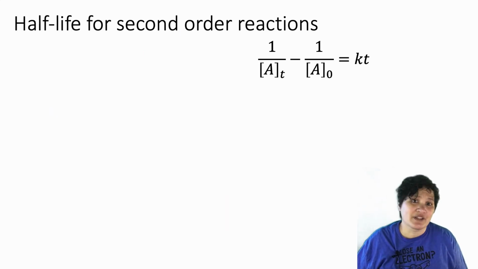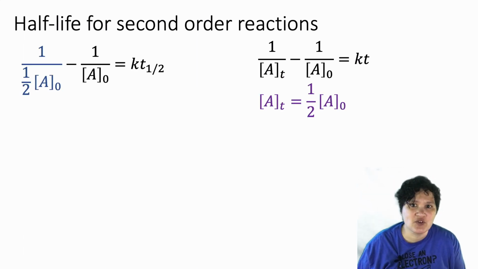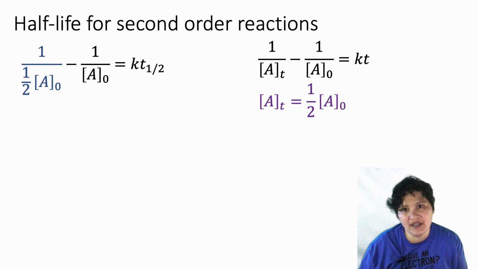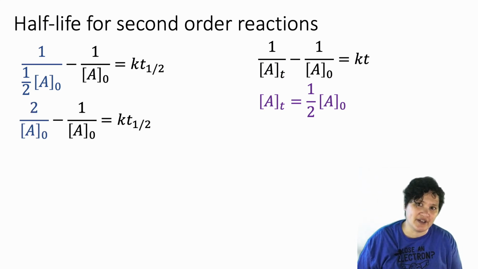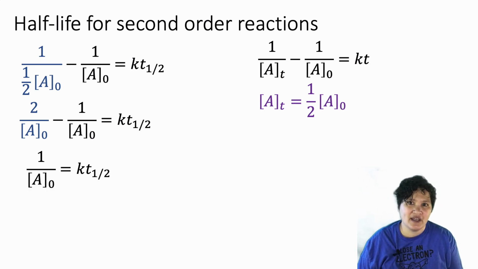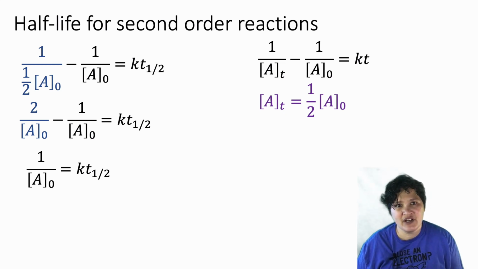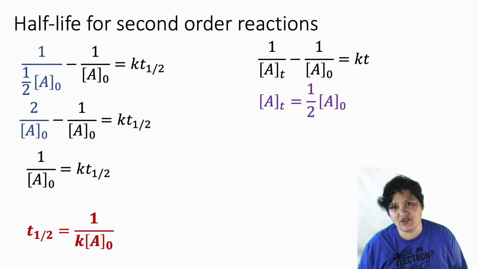So what does half-life look like for second-order reactions? Once again, we're going to start with A_t being 1/2 of our A0 and plug that into our second-order integrated rate law. Now, 1 over 1/2 of A0 is just, flip the fractions, 2 over A0. So we have 2 over A0 minus 1 over A0 equaling K times the half-life. And simplifying that, 1 over A0 equals K times the half-life. So our half-life is going to be 1 over the rate constant times the initial concentration.